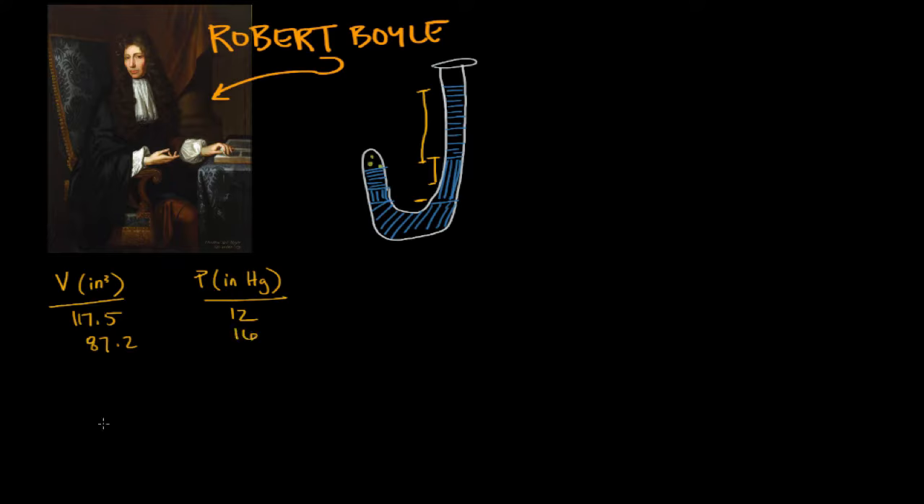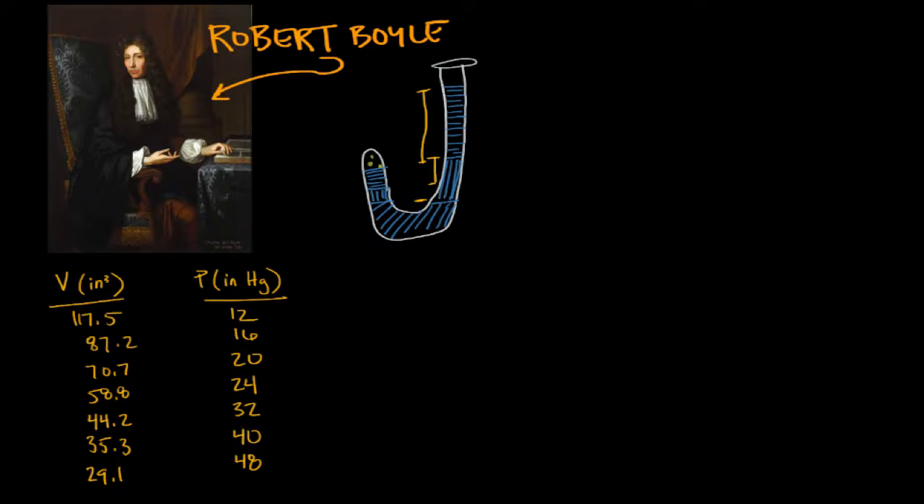And as he continued to fill it, he got a volume of 70.7 with a pressure of 20 inches, and continued for a volume of 58.8 and a pressure of 24 inches, and continued and got 44.2 and 32. And as he kept going, he got 35.3 cubic inches and 40 inches of mercury. And then the last value was 29.1 for the volume that he had compressed it down to, and 48 inches of mercury for the pressure.